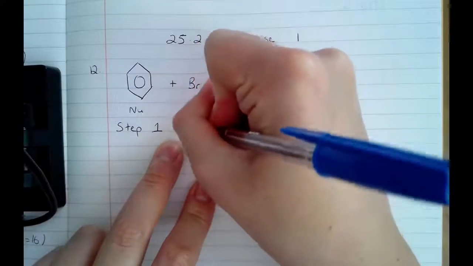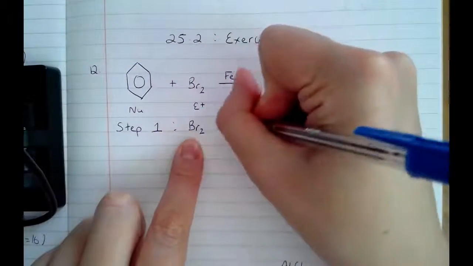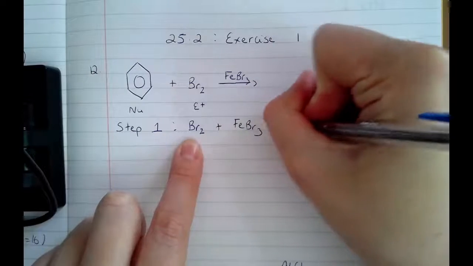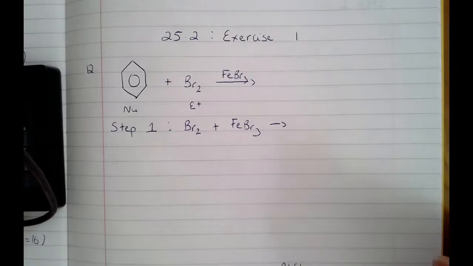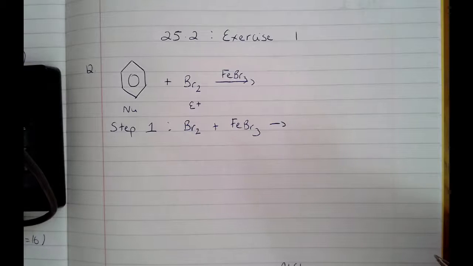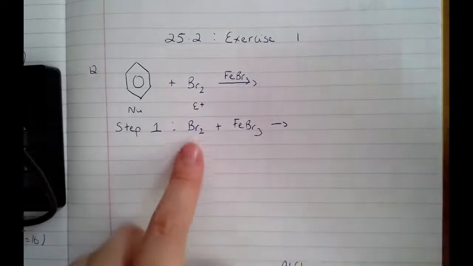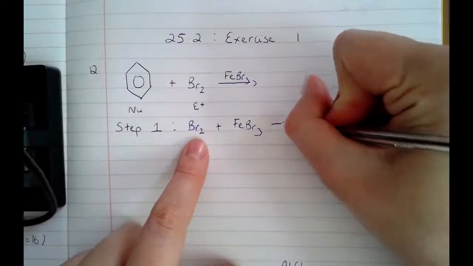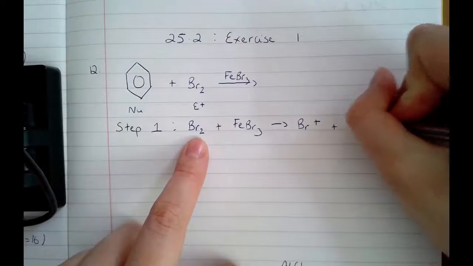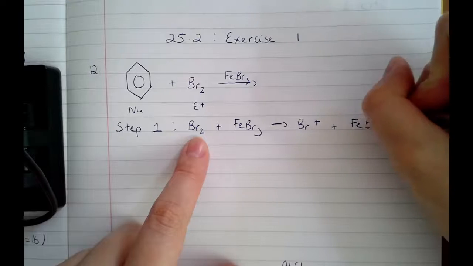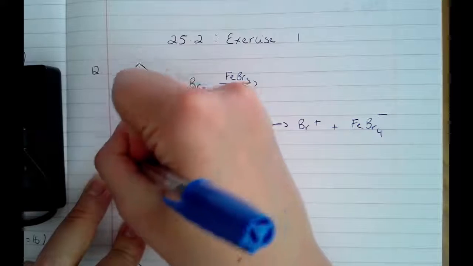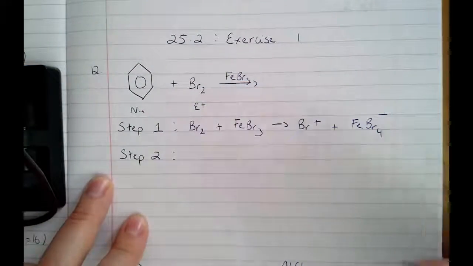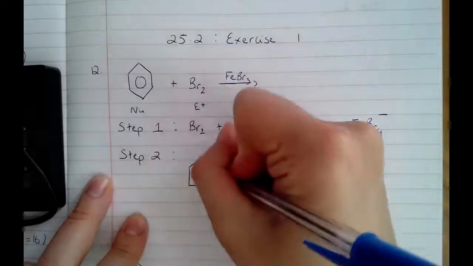So in the first step, you take your electrophile, you react it with your catalyst, and you generate an even better electrophile. So we know to be a good electrophile, you want a delta positive charge or ideally a positive charge. At the moment, your Br2 only has a delta positive charge. By reacting it with the catalyst, we end up forming something with an actual positive charge. So you end up forming Br with a positive charge, and you form FeBr4 minus. Okay, so now I'm generating something with a positive charge, much more reactive than what I started with. Now that I've got a good electrophile, I will be able to react it with benzene.